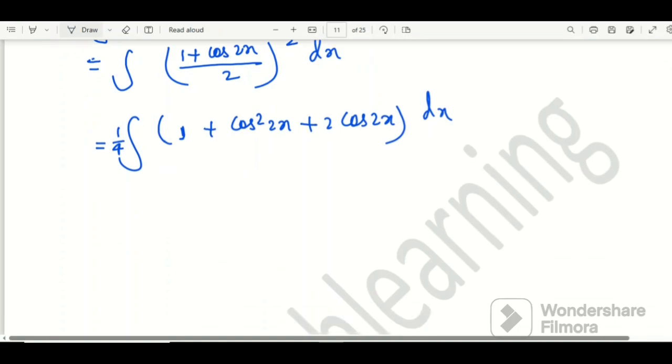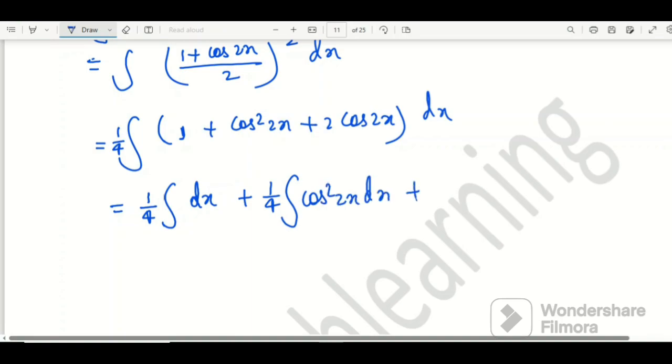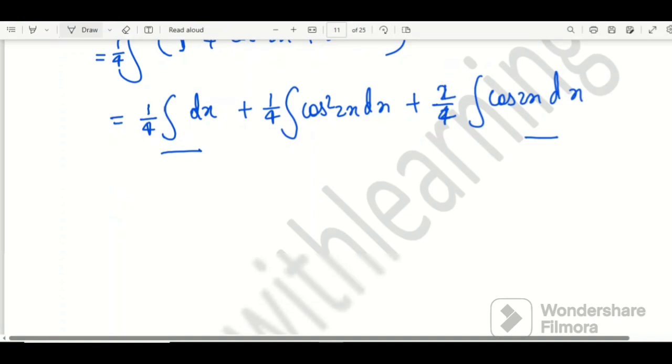So now we'll separate this into 3 functions. So I'll get 1 by 4 dx plus 1 by 4 integration cos square 2x dx plus 1 by 4, I'll take 2 outside, integration cos 2x dx. You can integrate this function easily and this also.